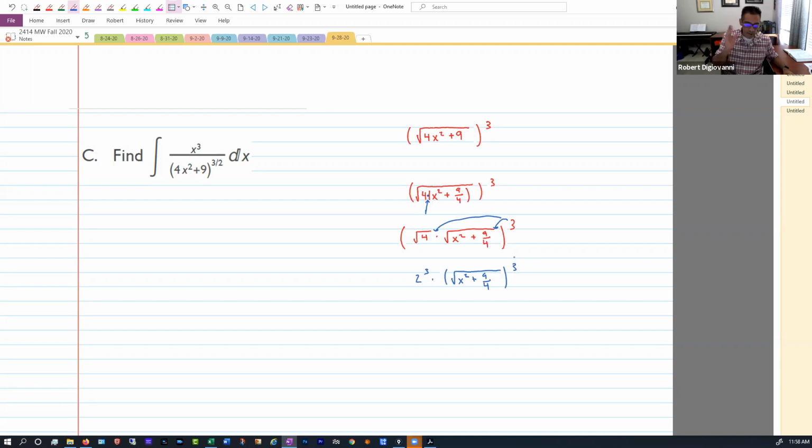So I pulled that out, and basically I'm going to get an 8 there in front, right? 2 cubed is an 8. And so I'm going to wind up just pulling that completely out of the integral on the bottom. So I have 1/8 integral x cubed on top, and on the bottom, I have the square root of x squared plus 9/4, that whole quantity cubed dx. Okay, good. Here we are. Now we have the form that we need to make the trig sub.